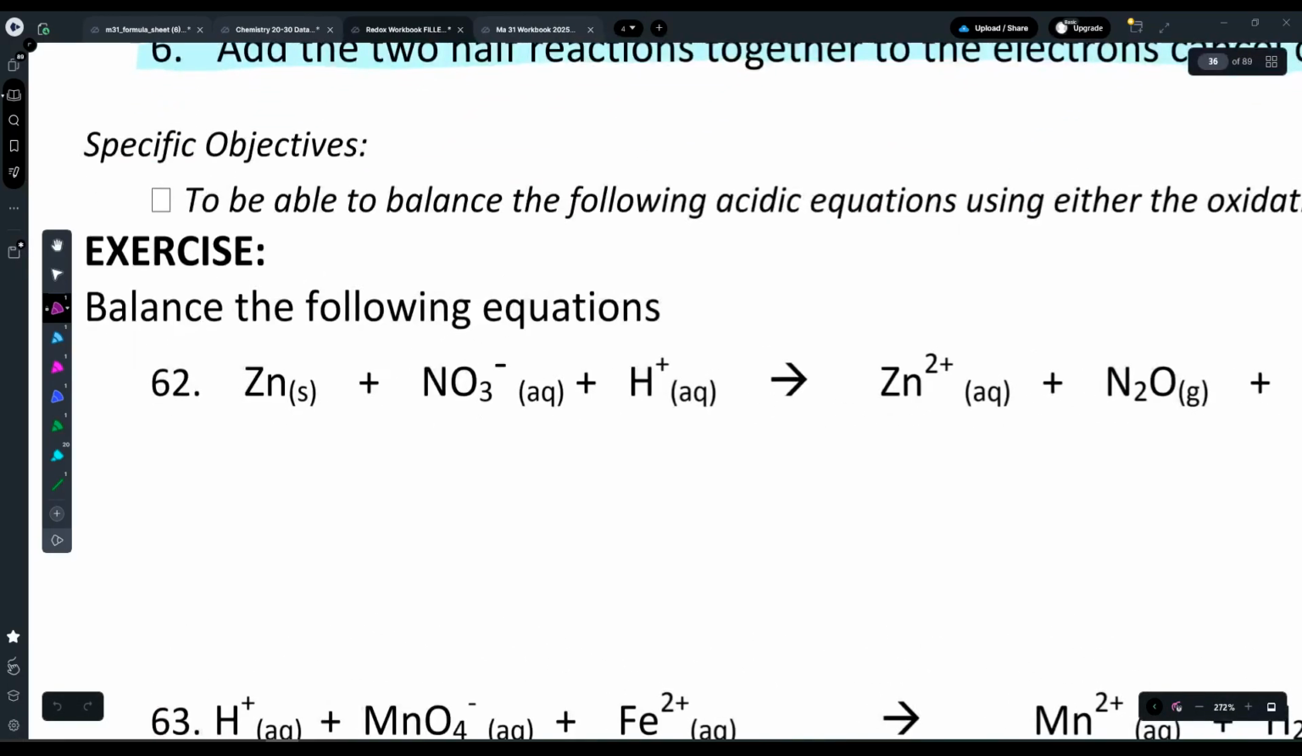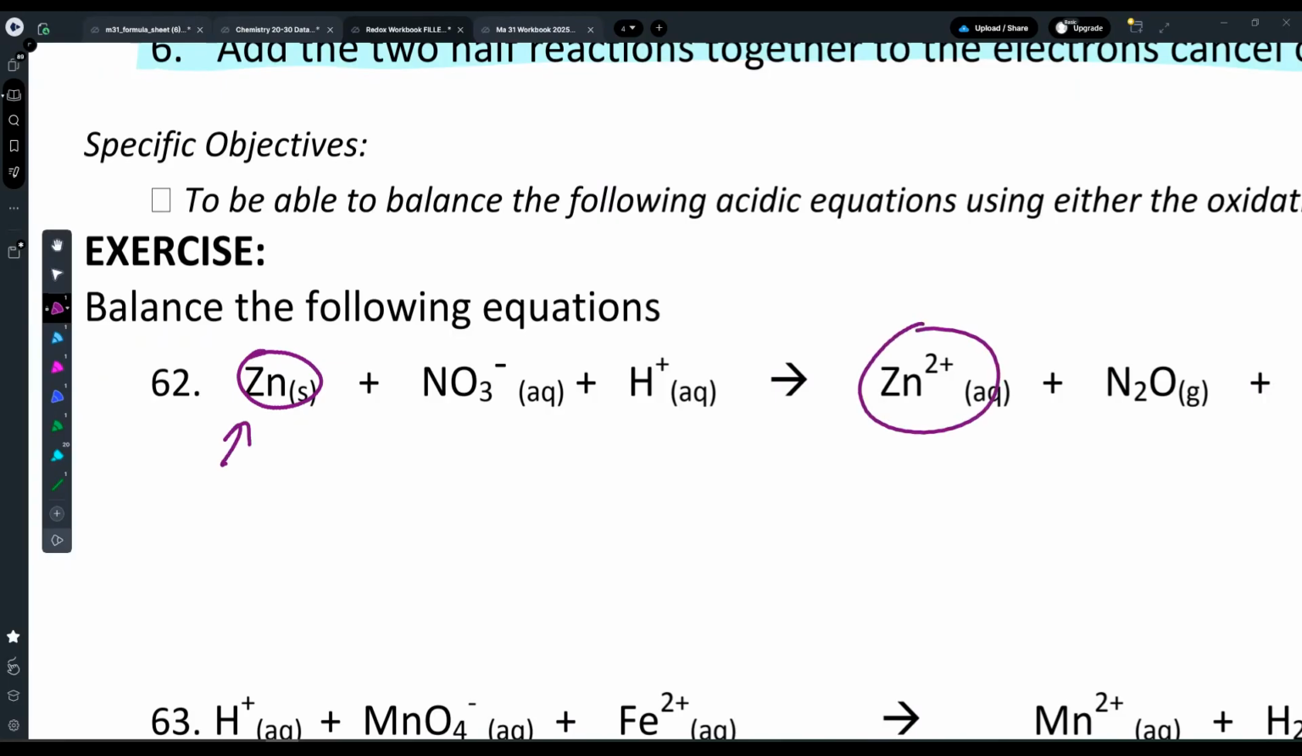Okay, so what I'm going to do for the first reaction, I'm going to ignore hydrogen and water and just focus on picking out other substances. Okay, so I'm noticing we've got zinc, so I look on the product side and ask, what looks kind of like this? Well, zinc 2+ looks like that. So that's one of our half reactions there. Okay, so I'm going to have zinc solid goes to zinc 2+.